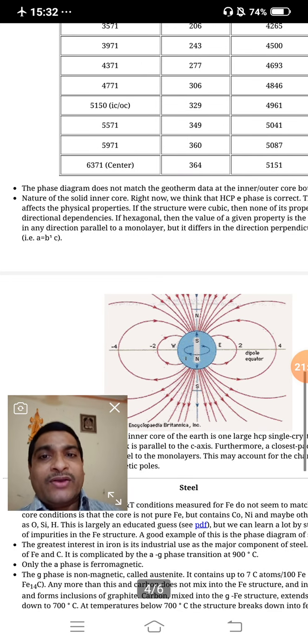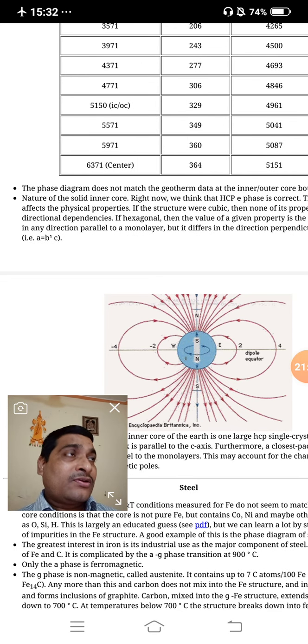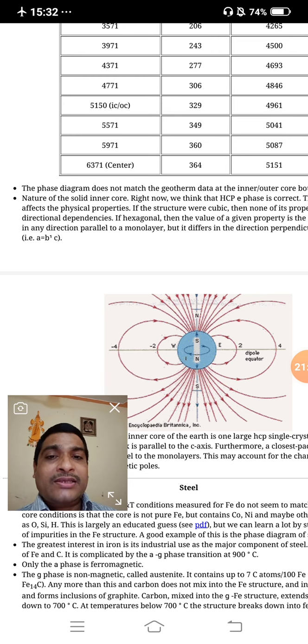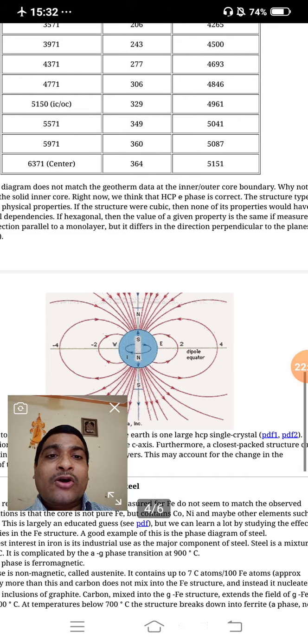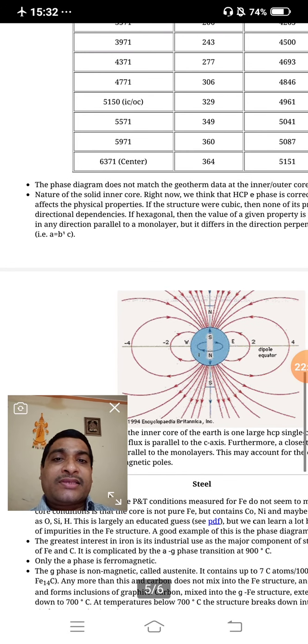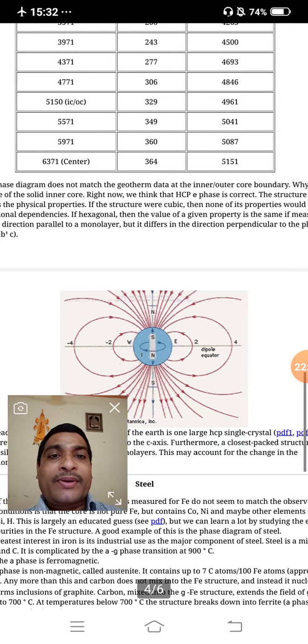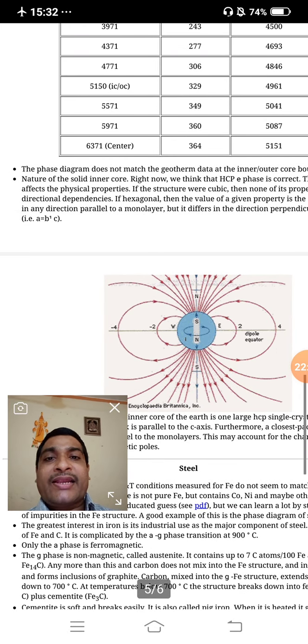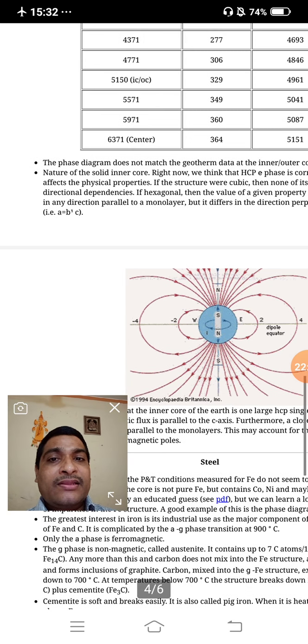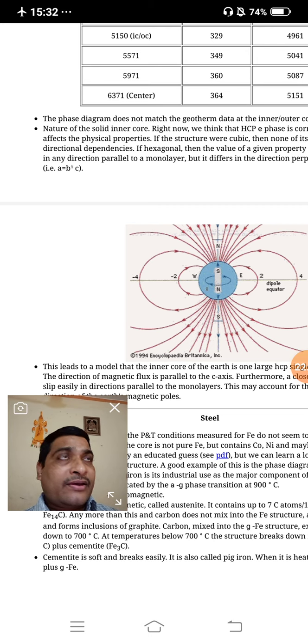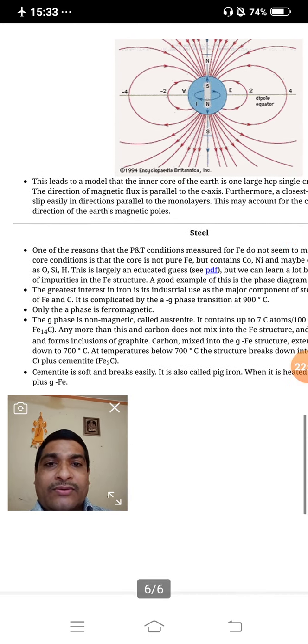Why does it not match? Because of the nature of the solid inner core. The inner core is solidus and the outer core is liquidus. Right now we think that the FCP phase is correct. The structure type affects the physical property of the Earth material. If the structure were cubic, then none of the properties would have directional dependency. If hexagonal, then the value of a given property is the same if measured in any direction parallel to the monolayer, but it differs in the direction perpendicular to the plane, that is, A equals B not equal to C. Okay.